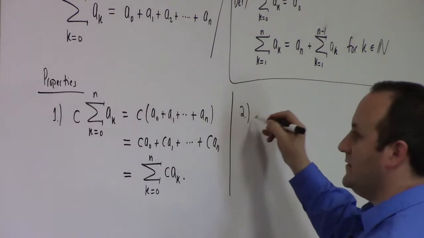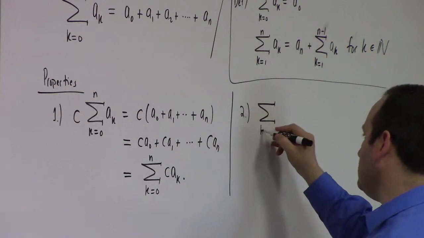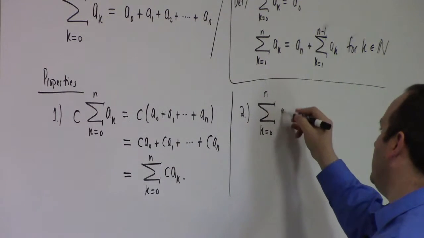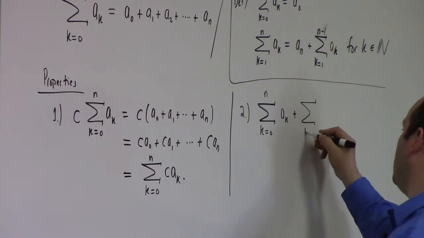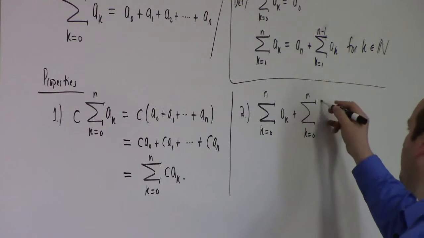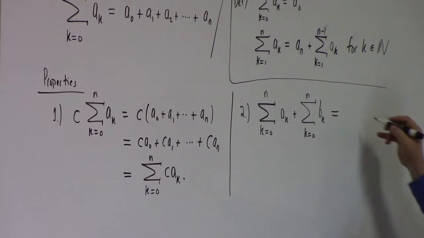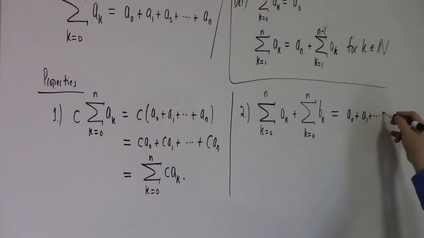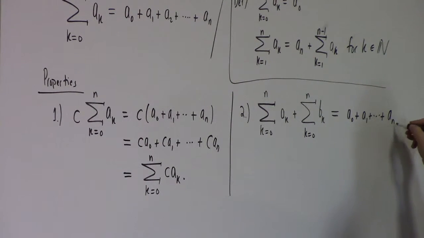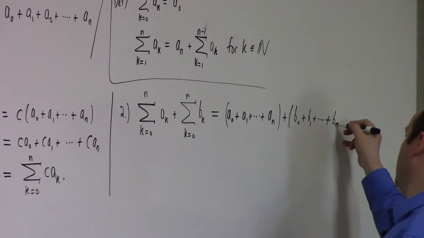All right, 2. If we have two finite sums, say the sum k equals 0 to n of a sub k, plus the sum k equals 0 to n of b sub k, well, you can write these out, right? It's a0 plus a1 plus da-da-da-da plus an plus b0 plus b1 plus da-da-da plus bn.